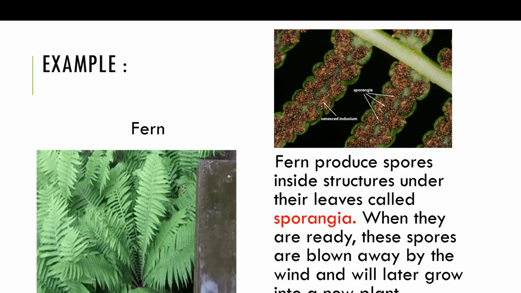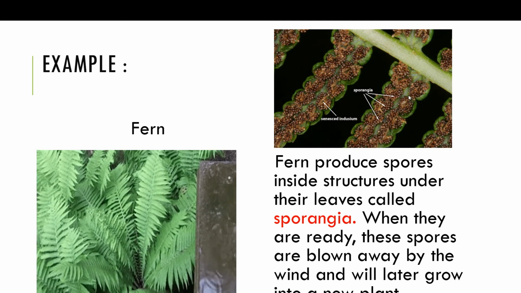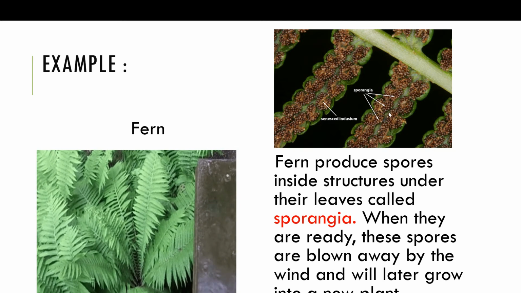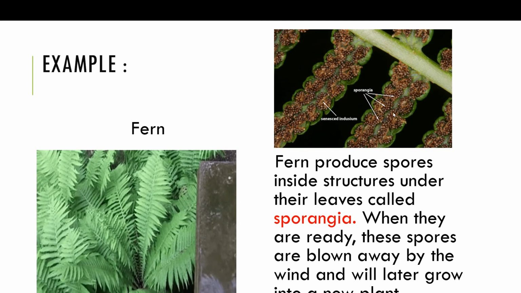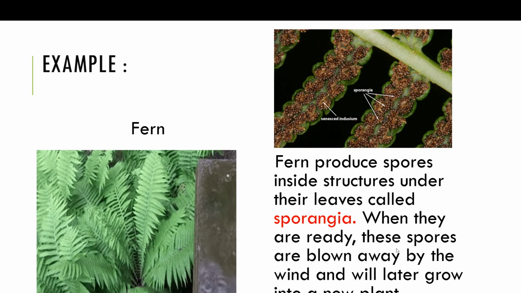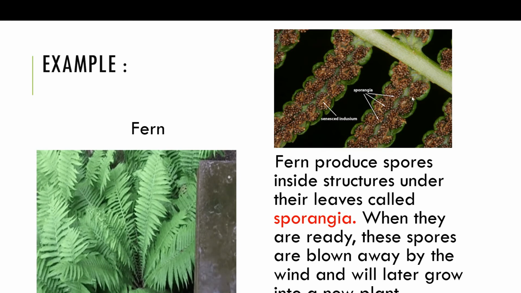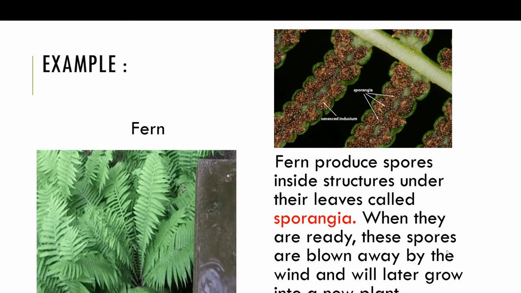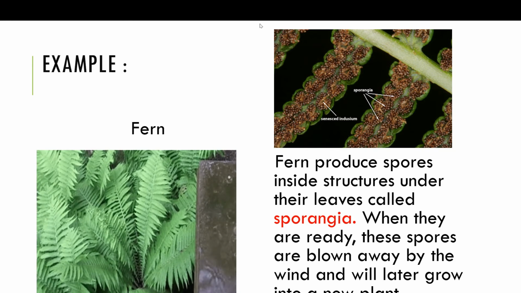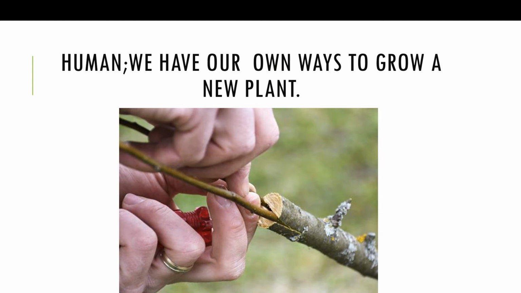After that, the sporangia will mature. They are inside the leaf of the fern and are very small. When they are ready, they will be blown away by the wind and grow into a new plant. That's how they reproduce.